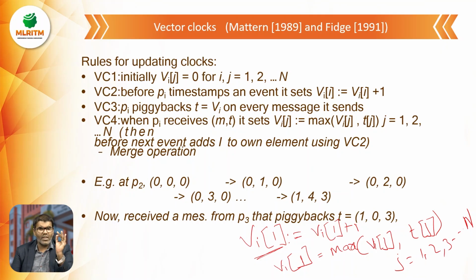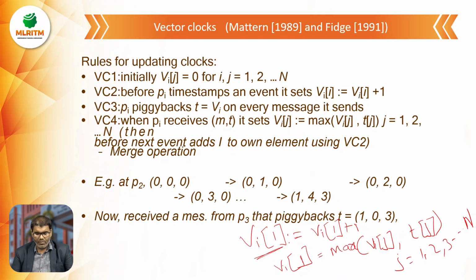So here, sending and receiving. All processes are initialized with 0. After that, process 0, 1 sends the message, then process 2 sends the message, and next process 3 sends the message. After that, in total we are receiving 1, 4, 3. Now, receiving the message from process P3, the piggyback is t = 1, 4, 3.